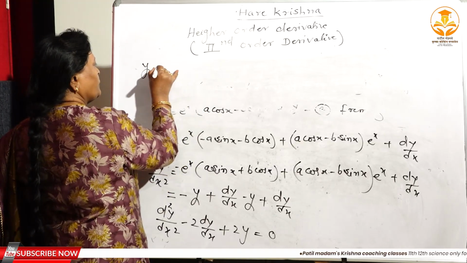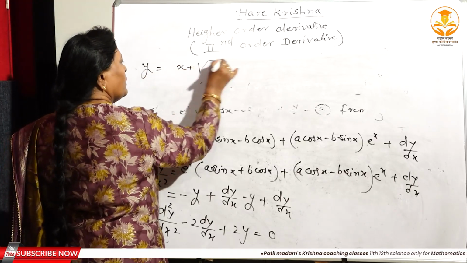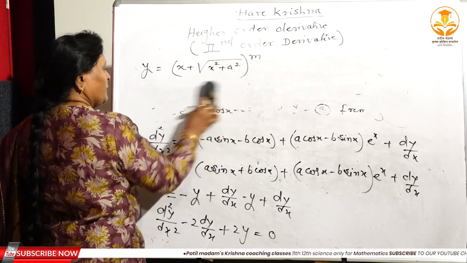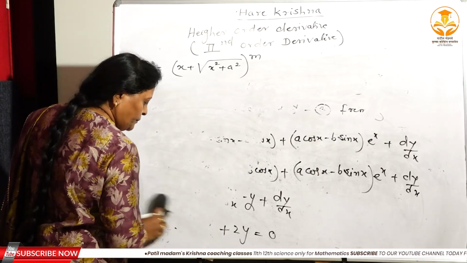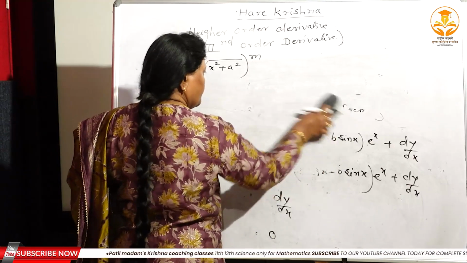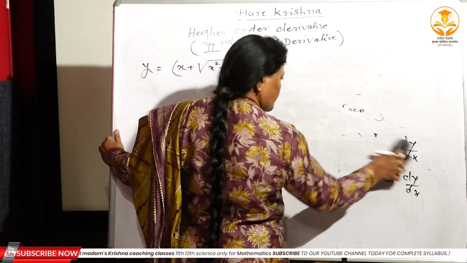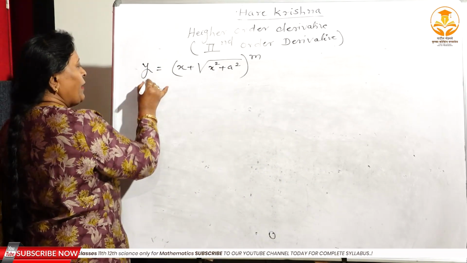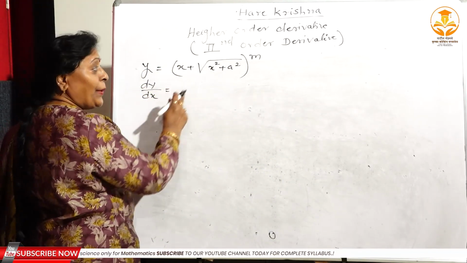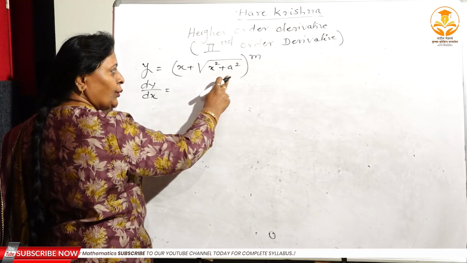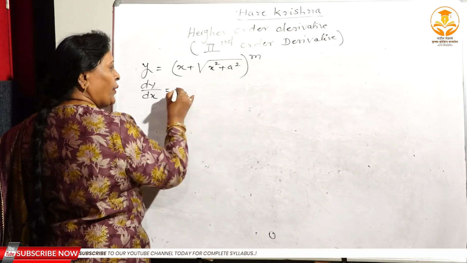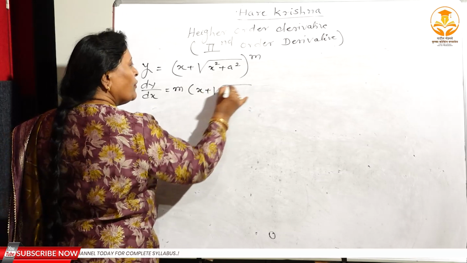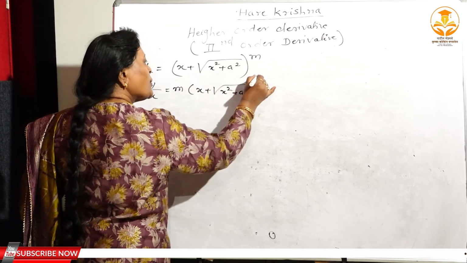Suppose I take y is equal to x plus root of x square plus a square whole raised to m, isn't it? See, again dy by dx, apply chain rule, consider this as u to the power m, the derivative of u to the power m into u to the power m minus 1, u means x plus root of x square plus a square whole raised to m minus 1.